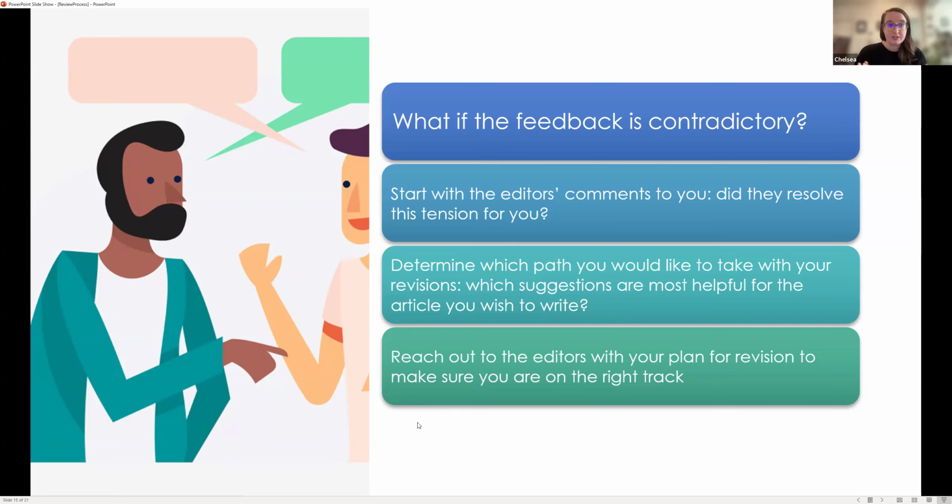And if you're ever lost or if you're ever confused about which of these to prioritize, reach back out to the editors. Editors are very, very kind and wonderful and have gone through this process with their own work and have helped so many people through it. They do not mind if you reach out to them and say, what would you like me to do? I'm stuck between these two, or is it okay if I do this?